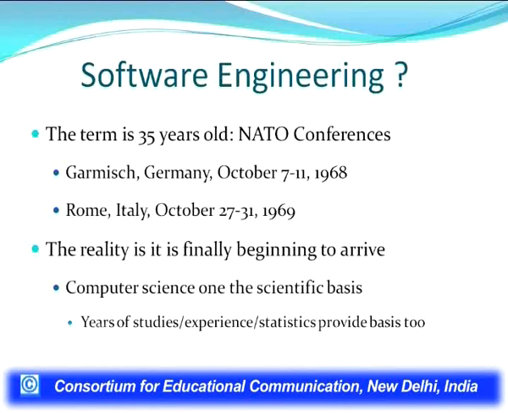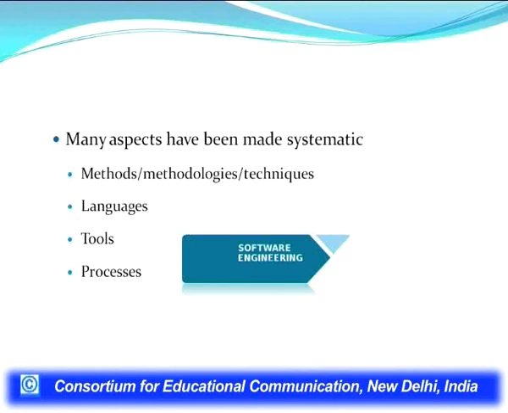Computer science is one of the scientific bases. Years of studies, experience, and statistics provided the basis, and many aspects have been made systematic.